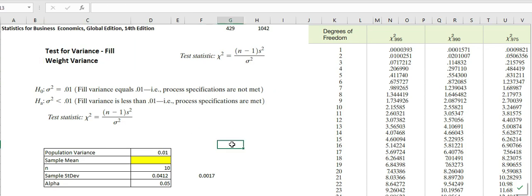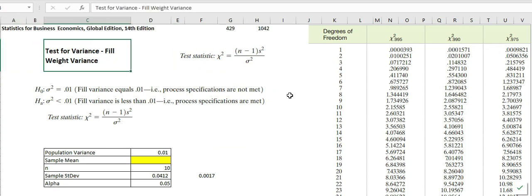All right. We're here again to discuss statistics, and we'll make it simple. Let's simplify statistics using Microsoft Excel. So our topic for today will be test for variance, and the title of this example is fill weight variance.